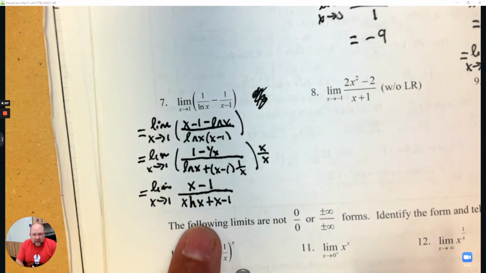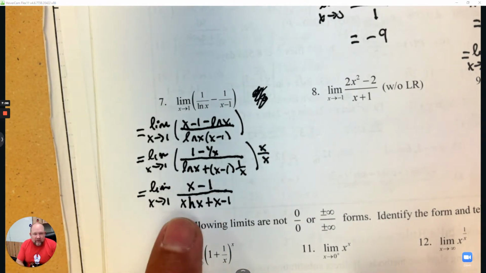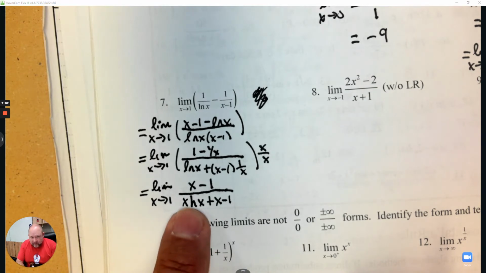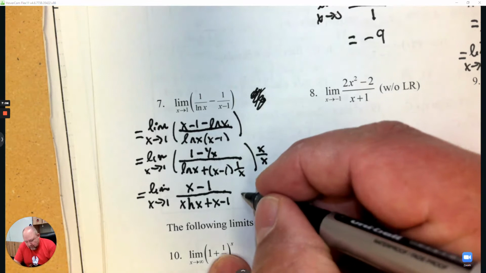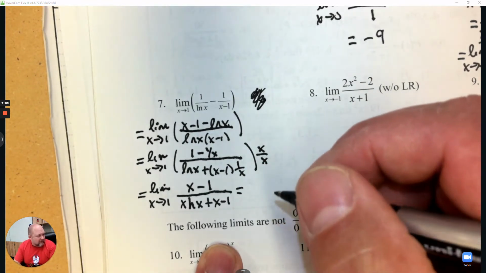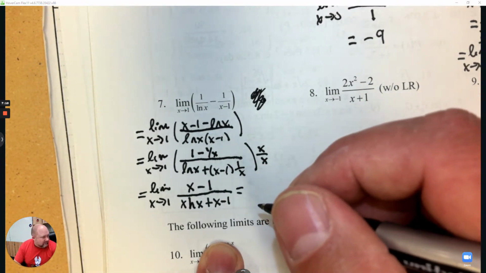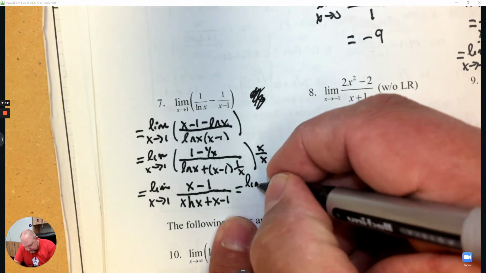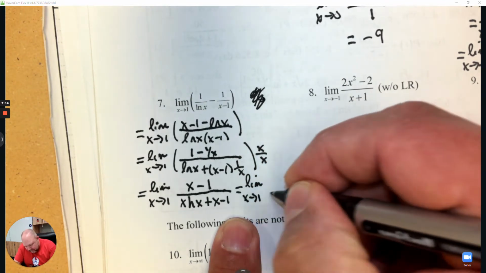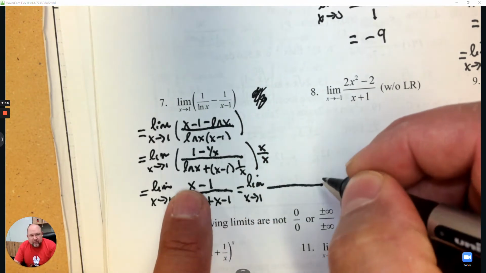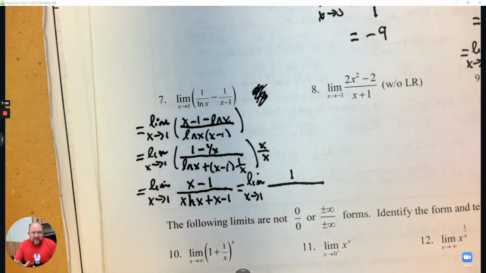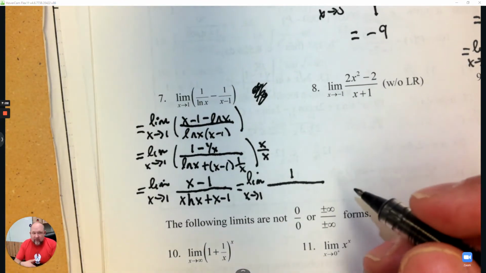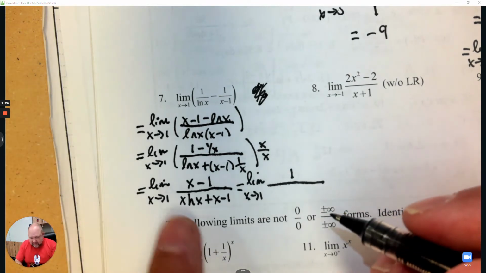And then again, if I look at it carefully, plug in 1, I get 0. 1 take away 1 is 0. This is still indeterminate. So, one more time, we're going to take the derivative. And then you have to keep writing the limit notation. So the derivative of x is 1. As soon as I know the numerator is a constant, this is it. There's nothing more I can do other than evaluate, or it doesn't exist.